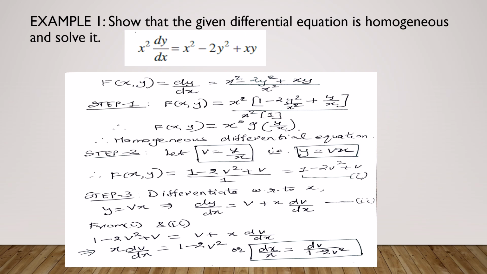The next step is, like we have done in the previous video, just take the terms having x on one side and the terms having v on the other side. So it is dx upon x is equal to dv upon 1 minus 2v square.